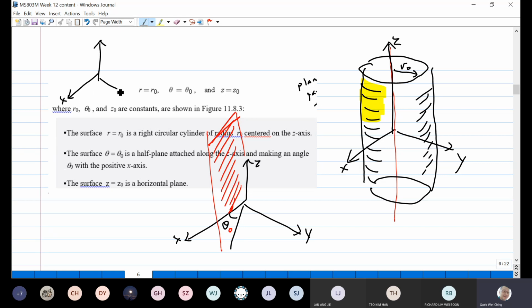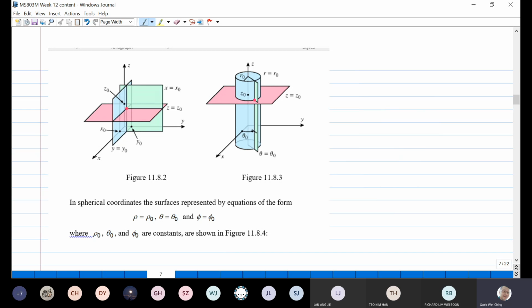This is x, y, z. So z equal to z0, we draw. What does it mean? It means this is a horizontal plane. Okay, z equal to z0. All these pictures you can see on the next page here. This is a cylinder, r equal r0, and then the plane cuts through at theta equal to theta 0, you get a plane making an angle.